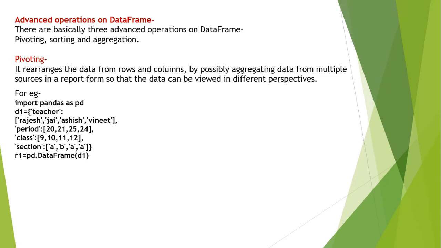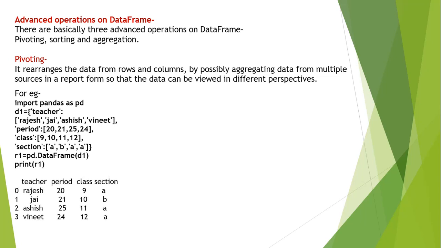We have written this code: import pandas as pd, d1 with teacher Rajesh, Jay, Ashish, Vineet. Periods are there, class is there, section is there. What we are doing here is r1 equals pd.DataFrame(d1). That means this dictionary d1 is stored inside this data frame, and r1 is going to have this data frame as output. So if we print r1, we get something like this.